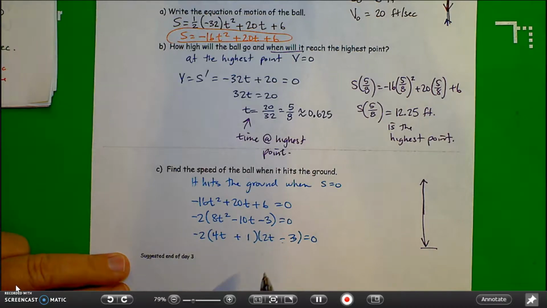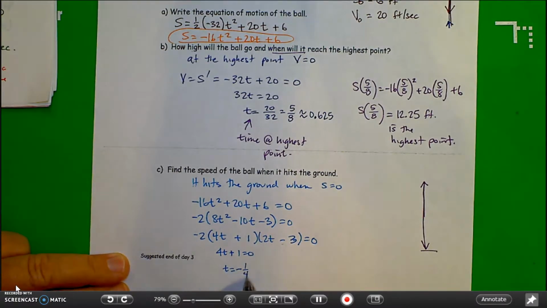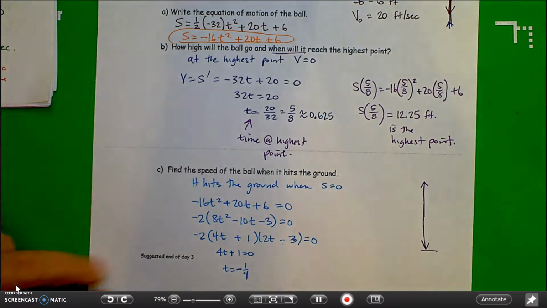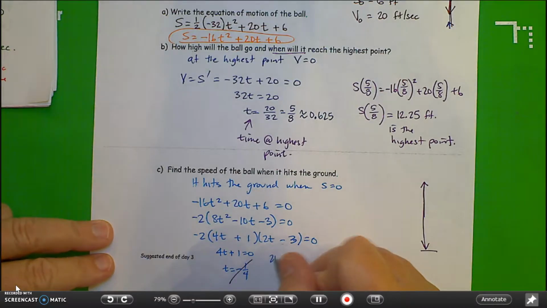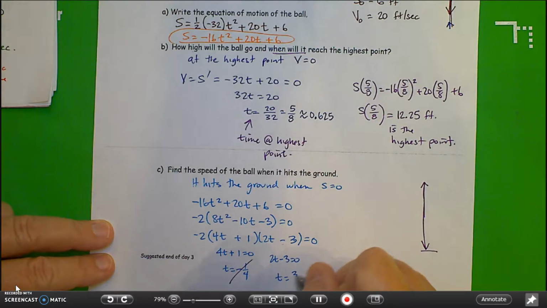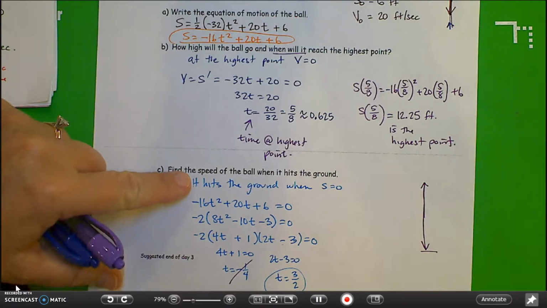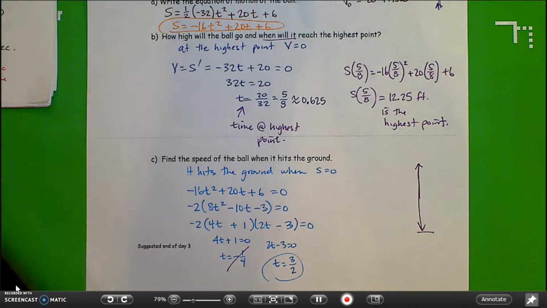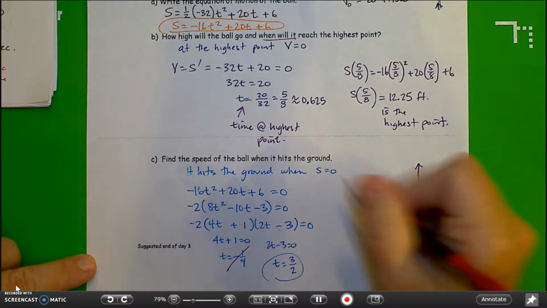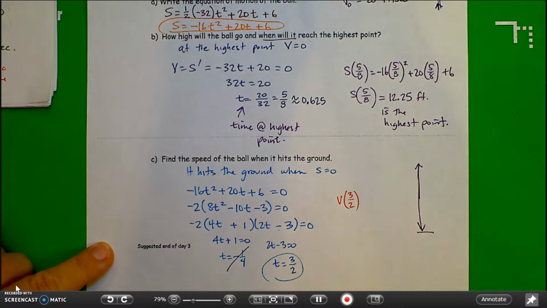Okay, so zero product property for this one, 4t plus 1 equals 0. That would be t equals negative 1/4. You cannot have negative time, so that is out. And this one would give me 2t minus 3 equals 0, or t equals 3/2. That's one that I want to work with. The time when the ball hits the ground is 1.5 seconds. Now I need to find the speed when that occurs. So I just need the velocity at 1.5 seconds.